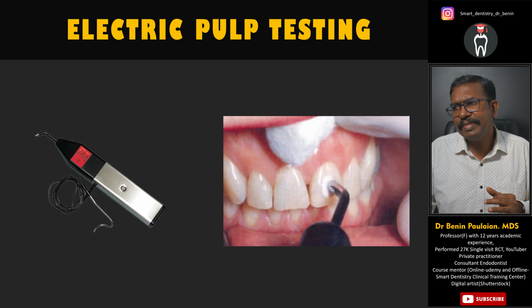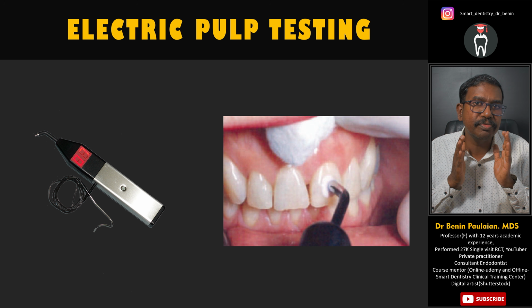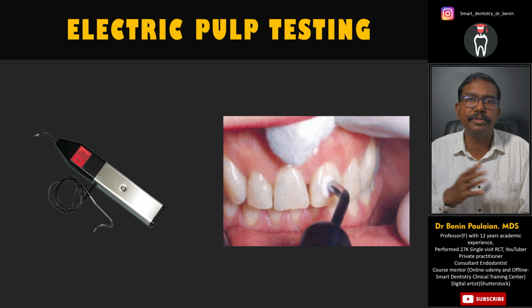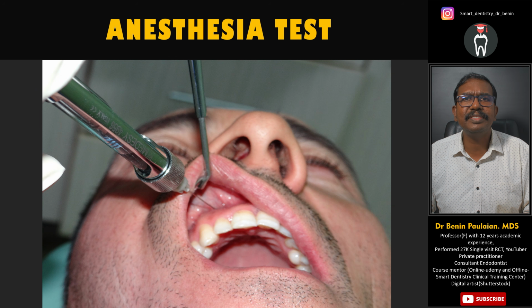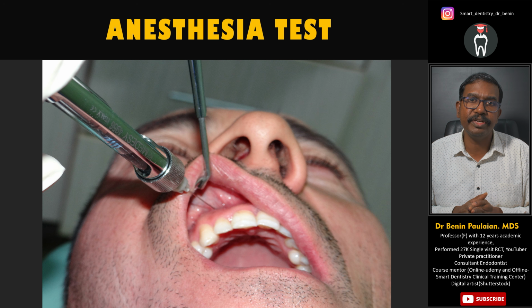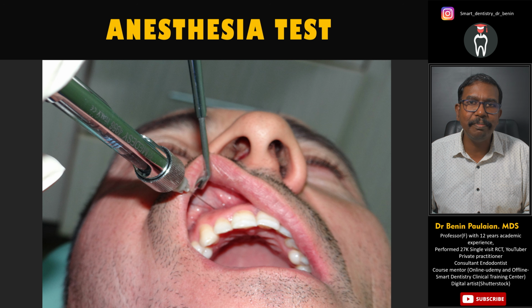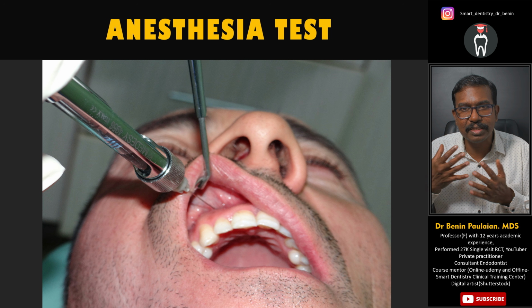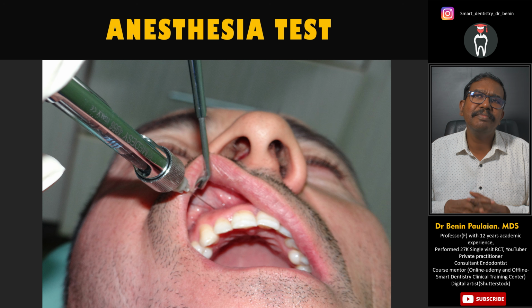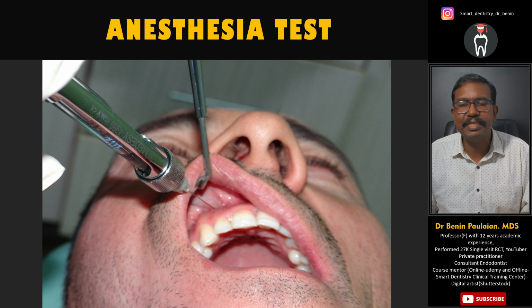So whenever there is a delayed response, we cannot make a conclusive diagnosis when we are using this type of test. Then comes the anesthesia test. There are many situations where we cannot differentiate whether the pain is from a maxillary tooth or a mandibular tooth. In those situations, an anesthesia test may be helpful to differentiate which arch the pain is coming from, and other than that, it cannot be considered a very reliable test.